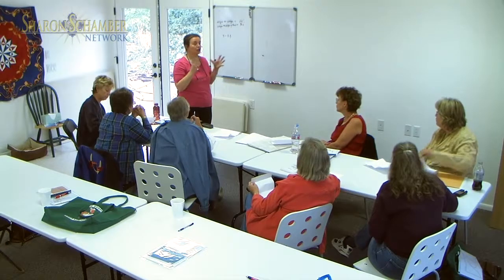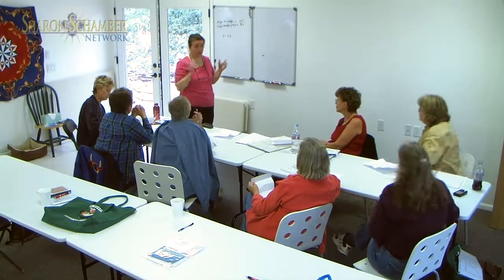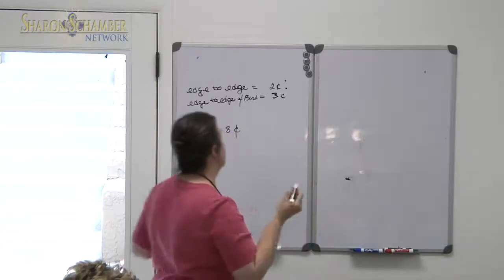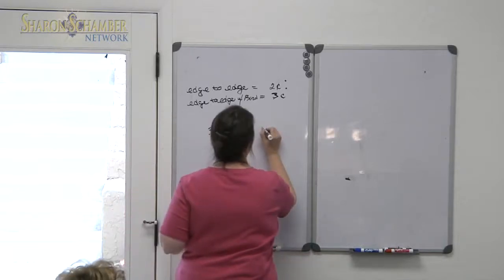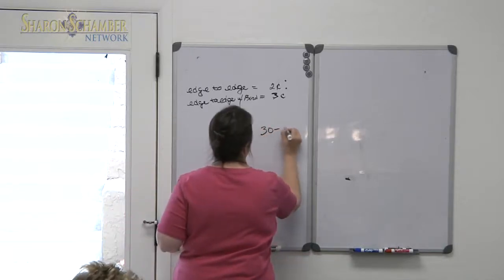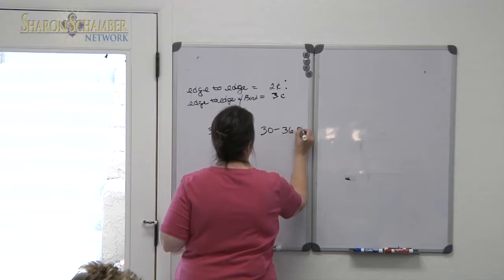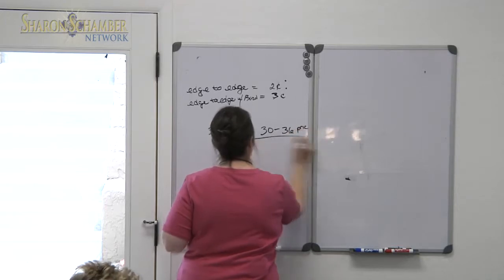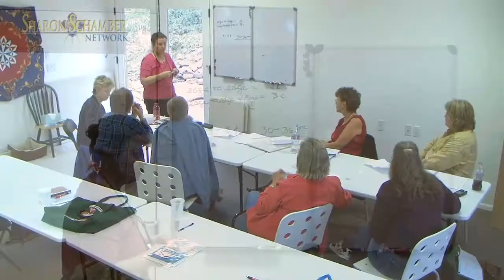Do you all see how confusing this is? Okay, you need no less than 30 to 36 pricings. Why would I tell you that?